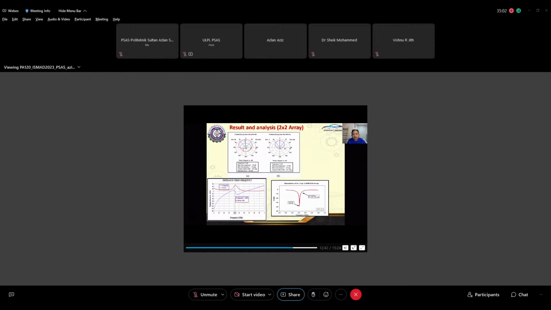Next, we are moving into the 2 by 2 array, whereby we have a more advanced gain of 5.8. It is enhanced from 2.85 to 5.8, with an impedance of 49.076 and 49 something, and also minus 1.7.